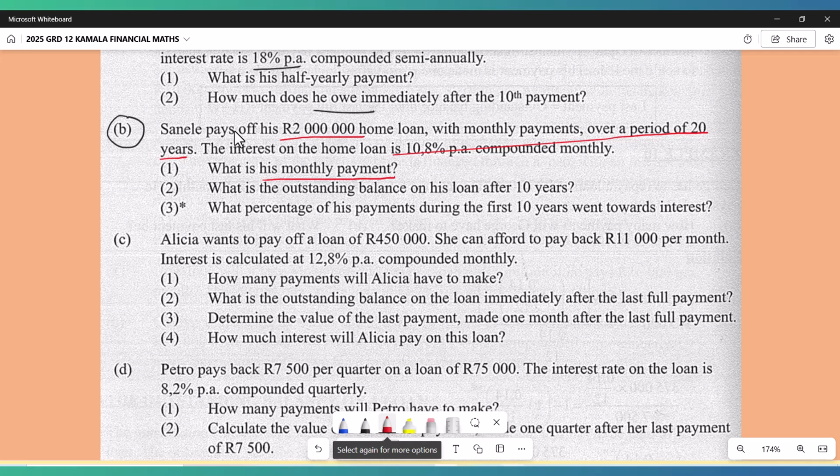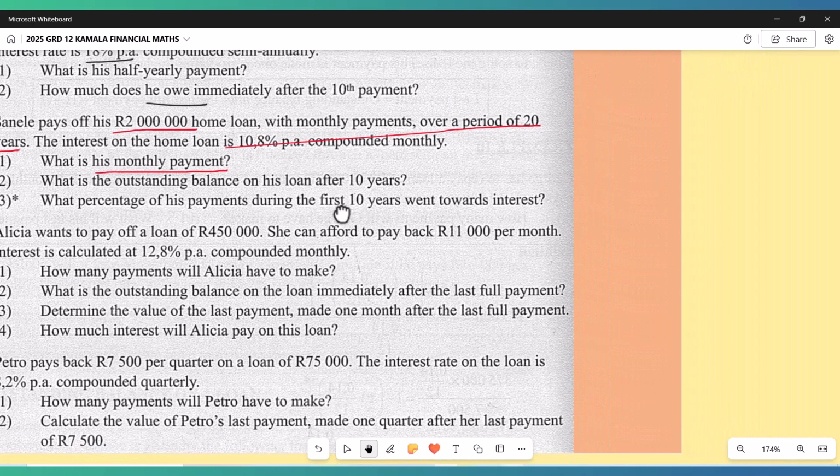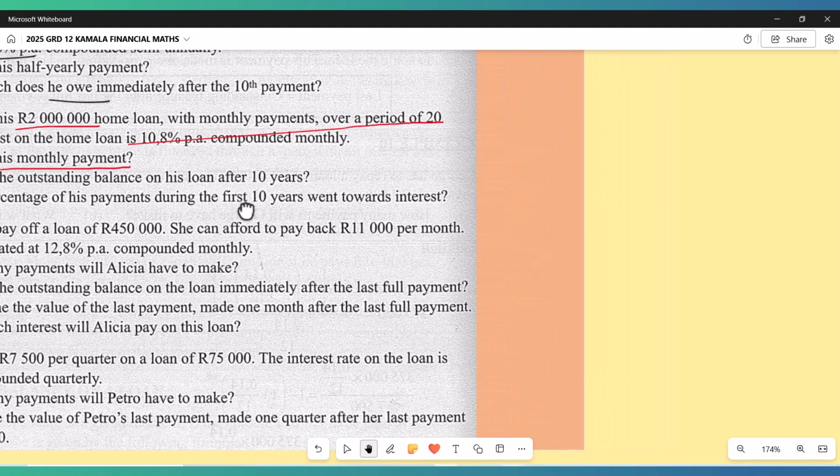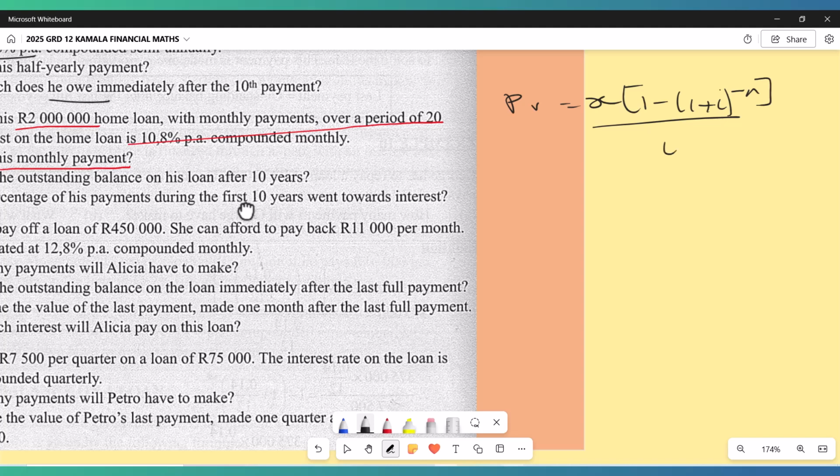So the loan is 2 million. The rate is 10.8% compounded monthly for 20 years. Being a loan, we are going to use the present value formula like I showed you already. Don't forget the formula: PV equals X, open brackets, 1 minus (1 plus i) to the power negative n, divided by i.